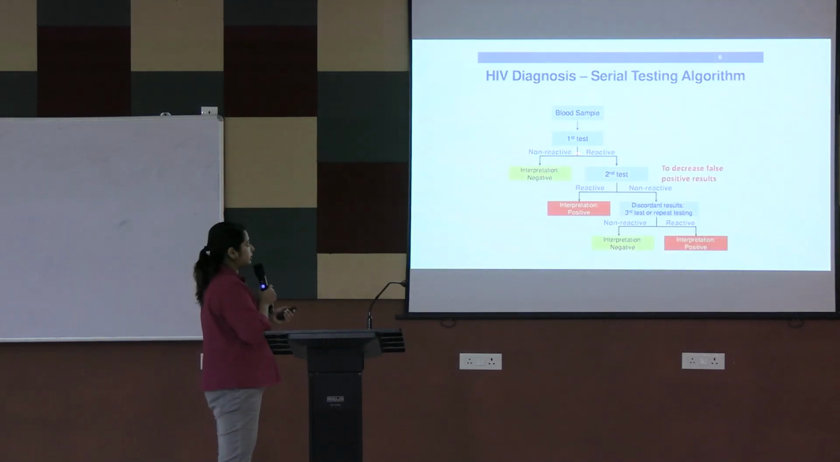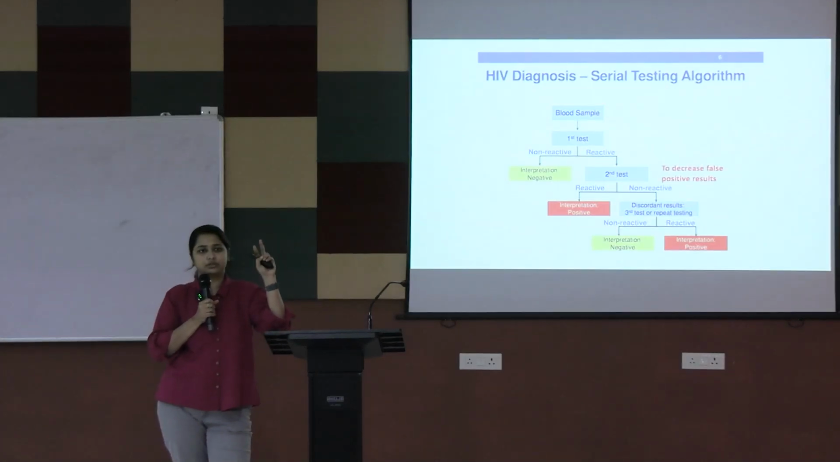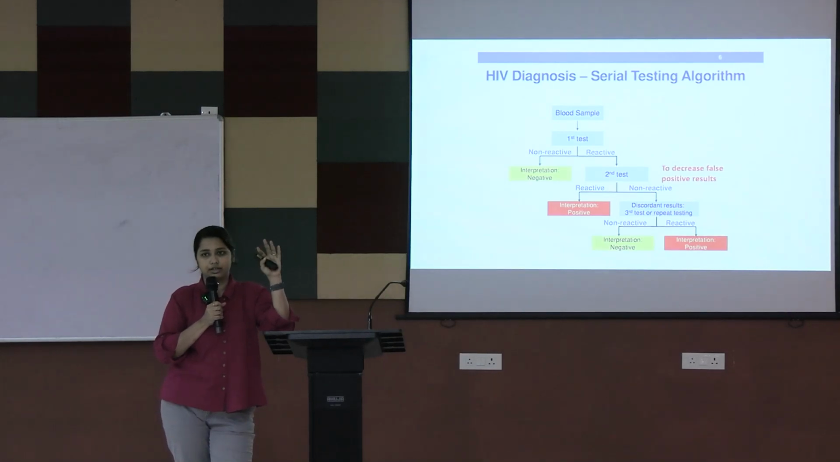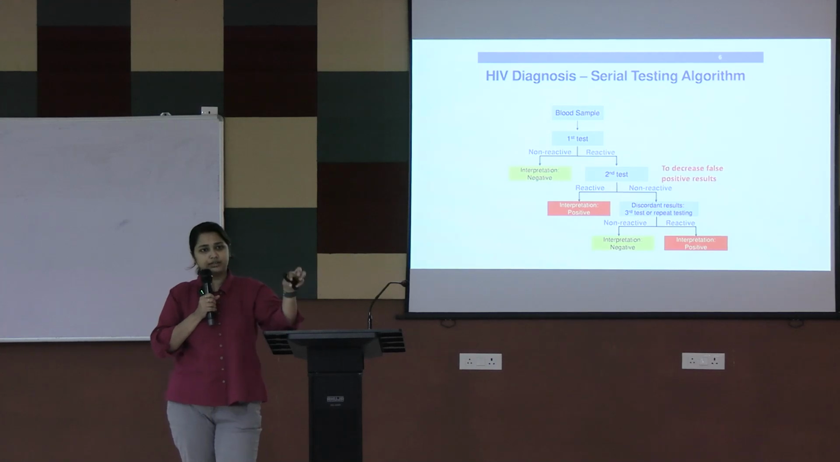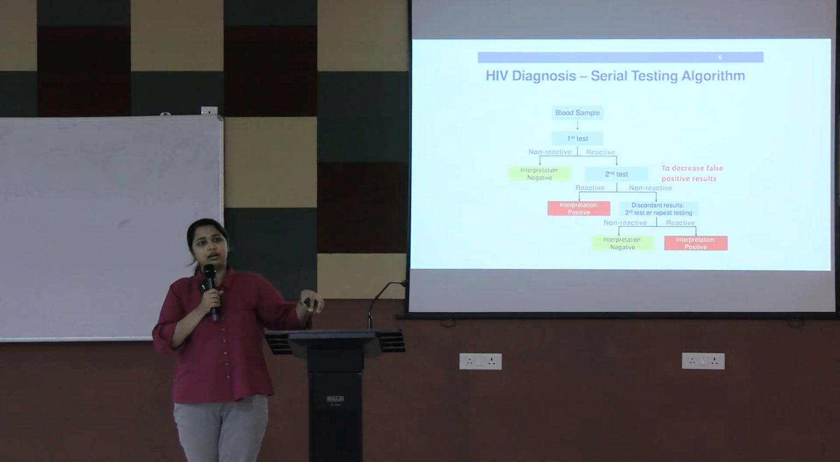So what is the algorithm? In HIV screening, there are two types of multiple screening methods, that is serial testing and parallel testing. In serial testing, you do one test, then depending on the result of that first test, you do the second test. And in parallel testing, you do two tests side by side.